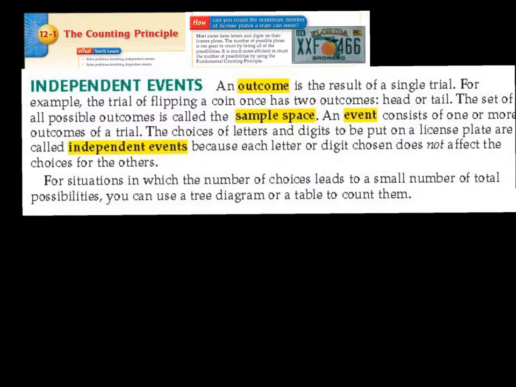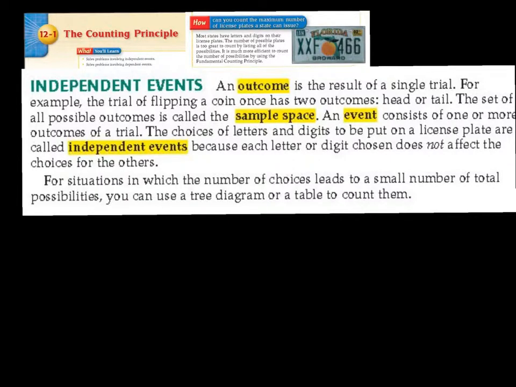An outcome is the result of a single trial. For example, the trial of flipping a coin once has two outcomes, either head or tail. The set of all possible outcomes is called the sample space. An event consists of one or more outcomes of a trial. The choices of letters and digits to be put on the license plate are called independent events because each letter or digit chosen does not affect the other choices.